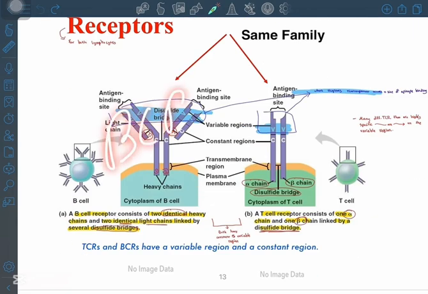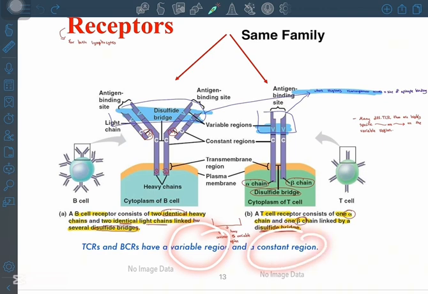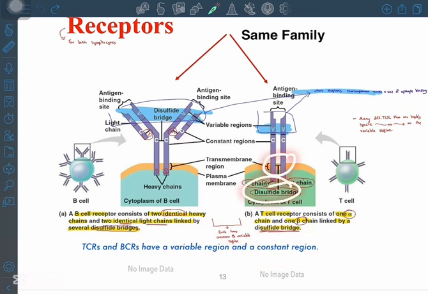Now, BCR and TCR. Two points that are common in both of them is that both of them have a variable and a constant region. Okay, as you can see, variable, constant. And both of them, their chains are linked by a disulfide bridge, this type of bond.